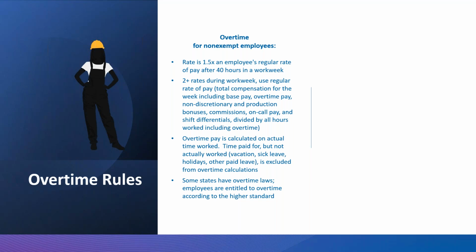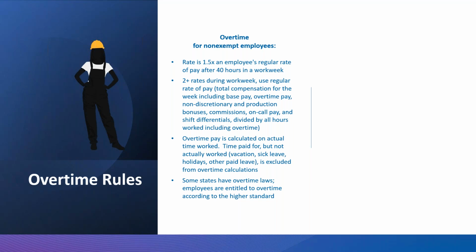But if you have 2 or more rates during the work week, then you have to use their, quote unquote, regular rate of pay. That's the total compensation of everything for the week, including their base pay, whether it's salary or hourly wage, non-discretionary bonuses, commissions, anything that is included in their income for that period. And then you use all of that to calculate their actual rate.